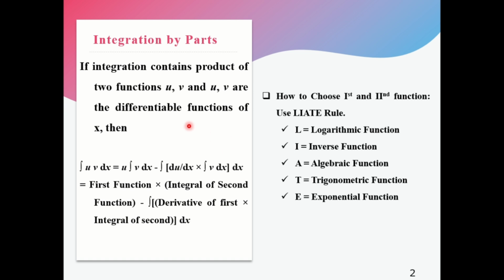Here, when there is a multiplication of two functions, we have to use the LIATE rule. How to choose the first function and second function? We need to use the LIATE rule. L stands for logarithmic function, I stands for inverse function, A stands for algebraic function, T stands for trigonometric function, E stands for exponential function. Okay, now we are going to see the problems.